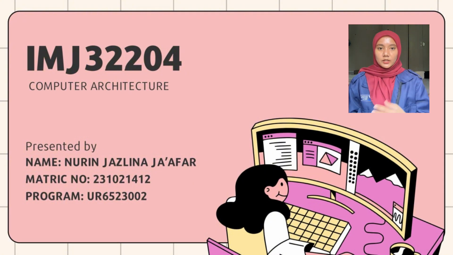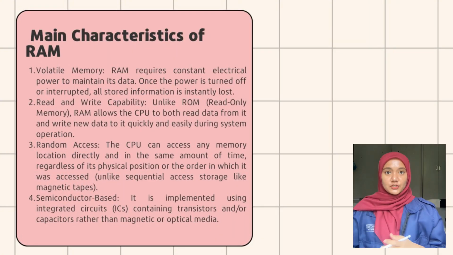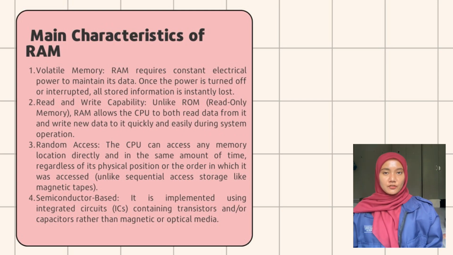Furthermore, I will provide a detailed comparison between two main types, which is static RAM and dynamic RAM, and justify what type is best suited for cache memory and main memory. To build a strong foundation, let us first examine the fundamental characteristics that define RAM.